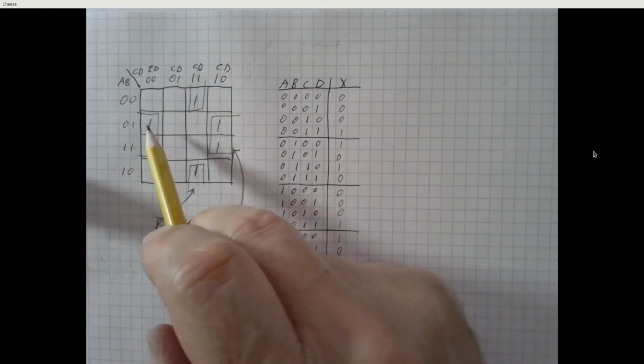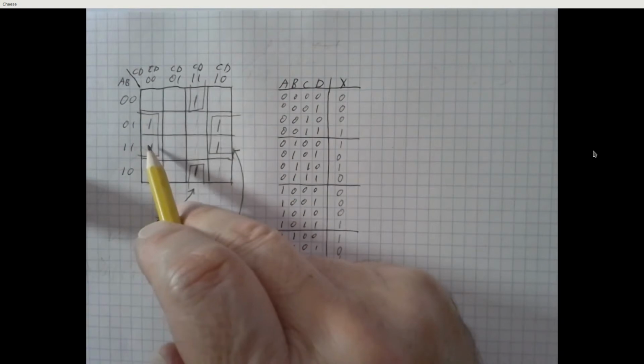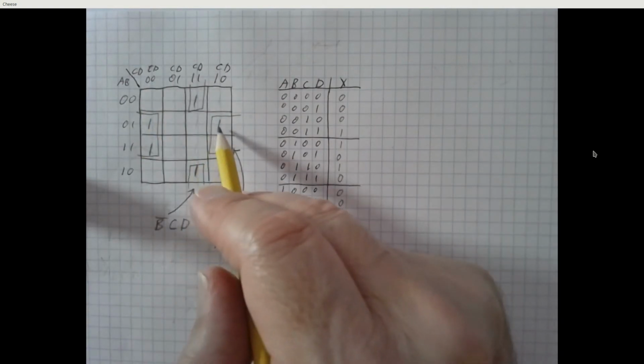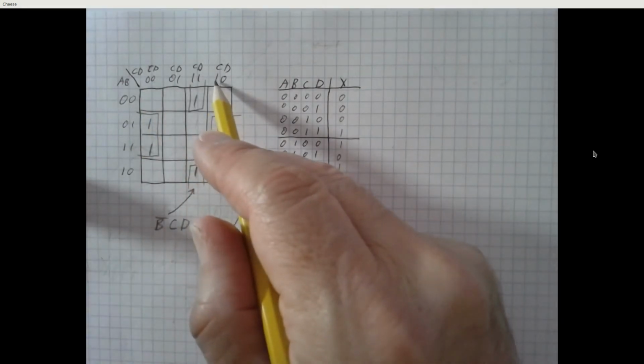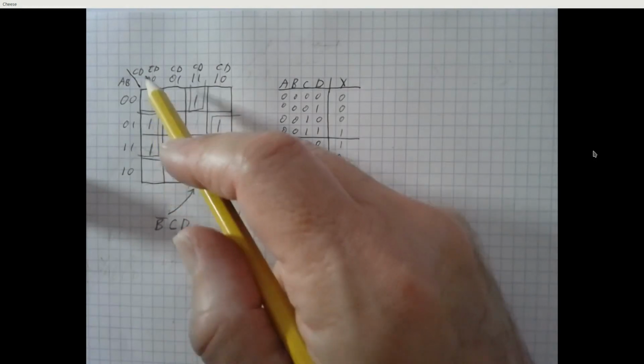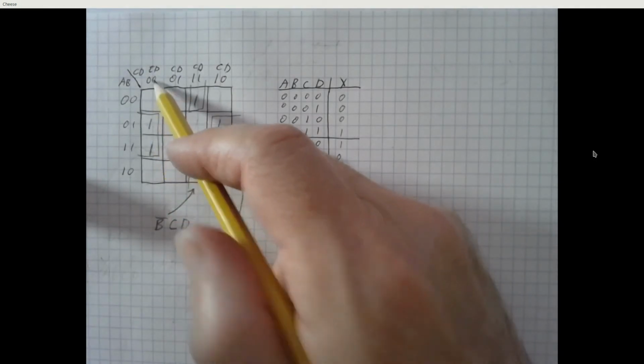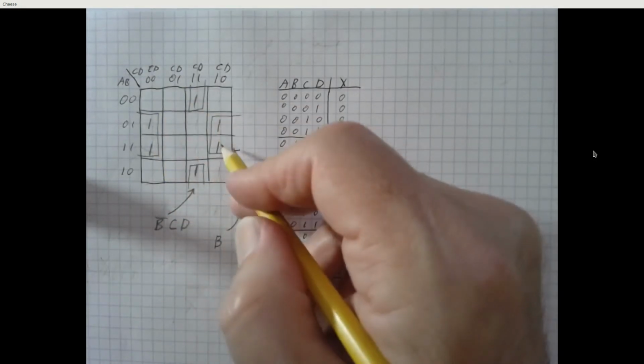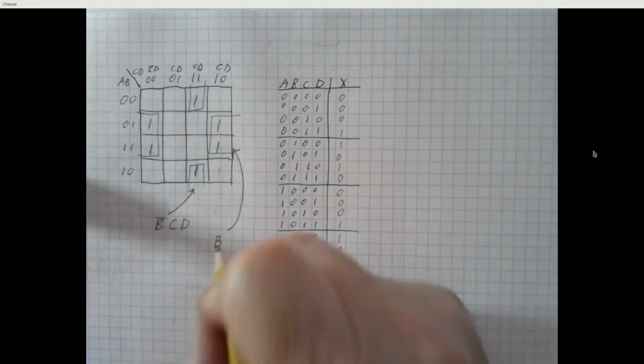Let's look at C. Here C is a 0, here C is a 0, but here C is a 1. So C can be 0 or 1, we're going to ignore C. And our last variable D, well, in this box D is a 0, this box D is a 0, and this D is a 0, and D is a 0. D is 0 everywhere, so we write D bar.